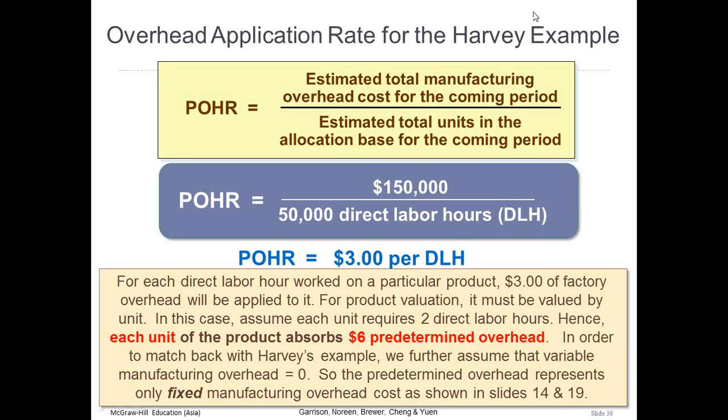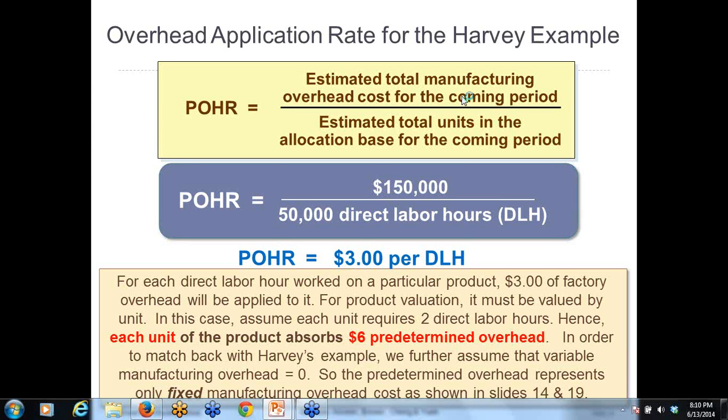At Harvey, each product will be charged $6 of overhead for each hour of direct labor worked. So in order to match the earlier figures in Harvey, we further assume that variable manufacturing cost is 0. So the predetermined overhead rate represents only fixed manufacturing overhead rate, matching information on the earlier slides.